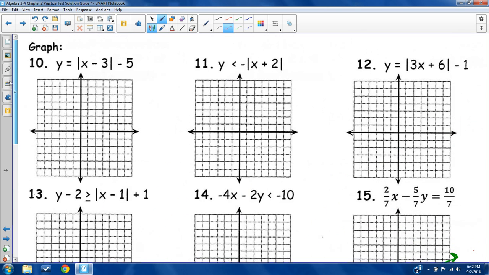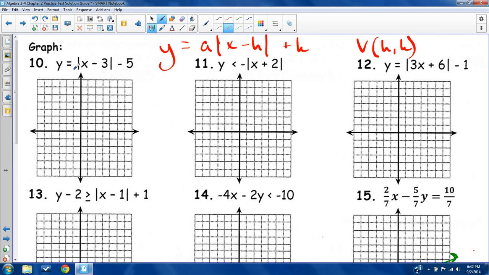Okay, I'm going back up from the top, doing absolute values now. Remember this form, y equals a times the absolute value of x minus h, plus k. If it's not in that form, I'm going to put it in that form. By the way, my vertex is h comma k.